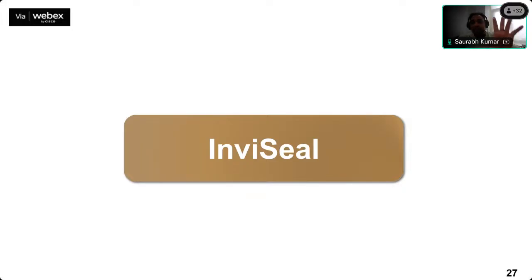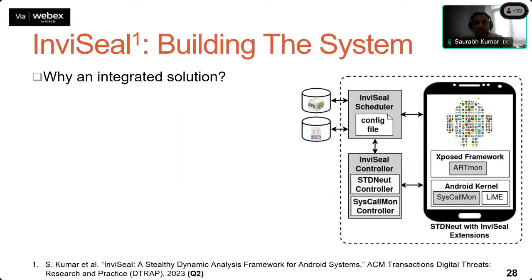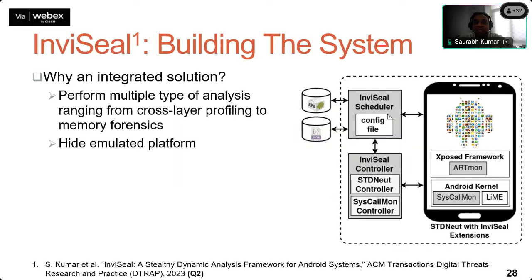InvSeal combines all three modules and is a complete system that provides a robust dynamic analysis framework which cannot be detected by the systems. So this is the design. One may ask why we need this integrated solution. The simple reason is that analysts want to perform multiple types of analysis using a single framework. So we should have a combined system which can also provide cross-layer profiling capability, memory forensics utility, and several other things, and also hide the platform.